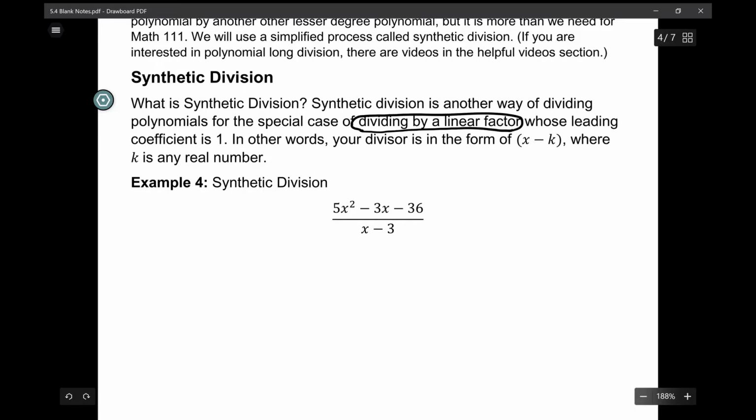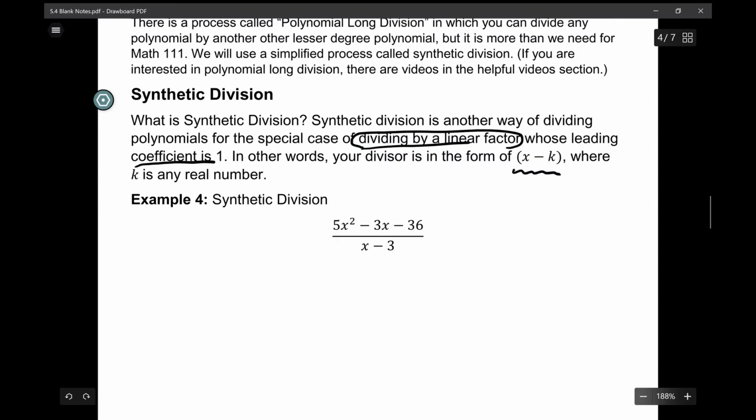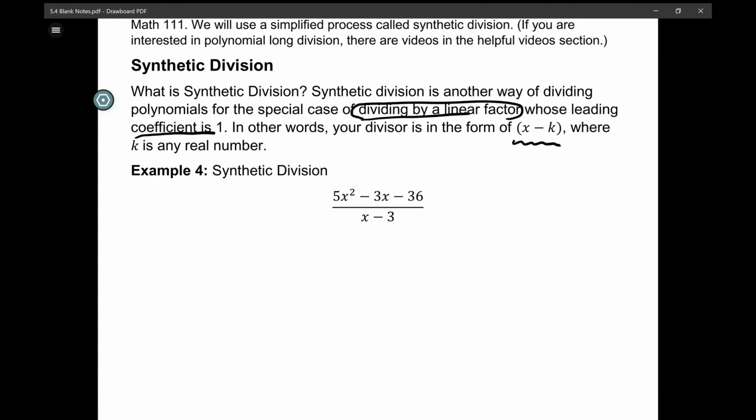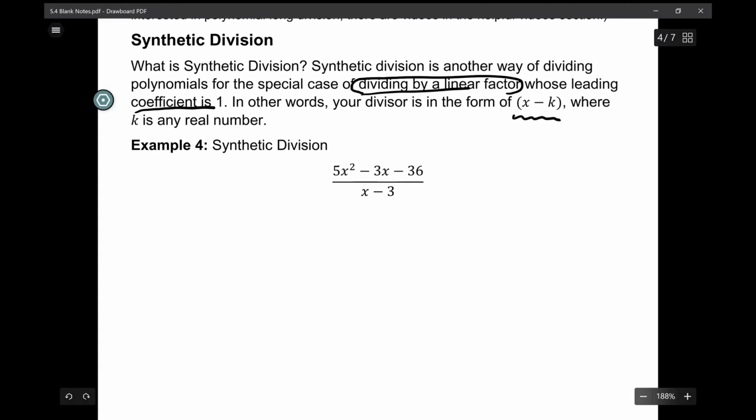Okay? So whose leading coefficient is 1? So it has to be something like x minus some number, right? x minus k. I already had that written down, I'm thinking ahead of myself. So the divisor has to be the form x minus k, where k is any real number. And the way you set up synthetic division is you use a little chart like this.